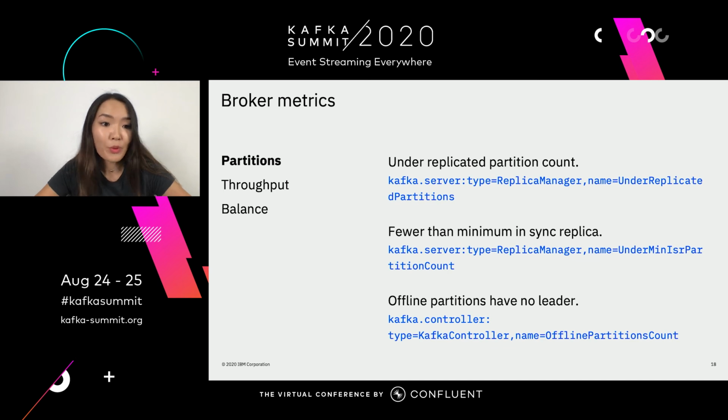And another important metric will be offline partitions. That means none of the replicas of your partitions is available, so none of your clients are going to be able to send messages to these partitions. So you definitely want to be alerting on this metric as well.